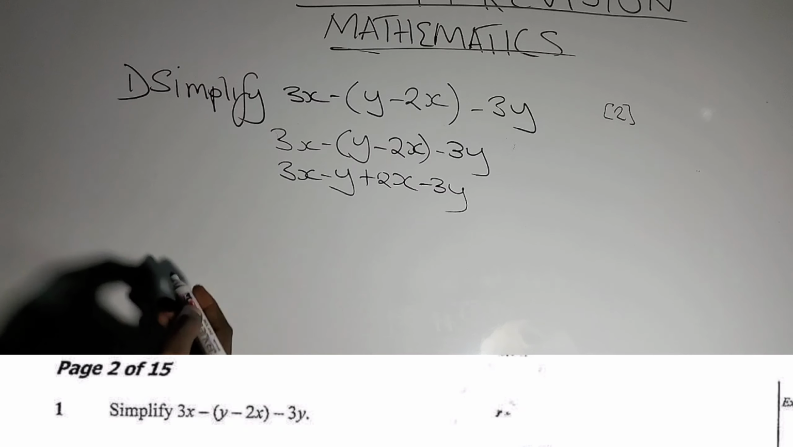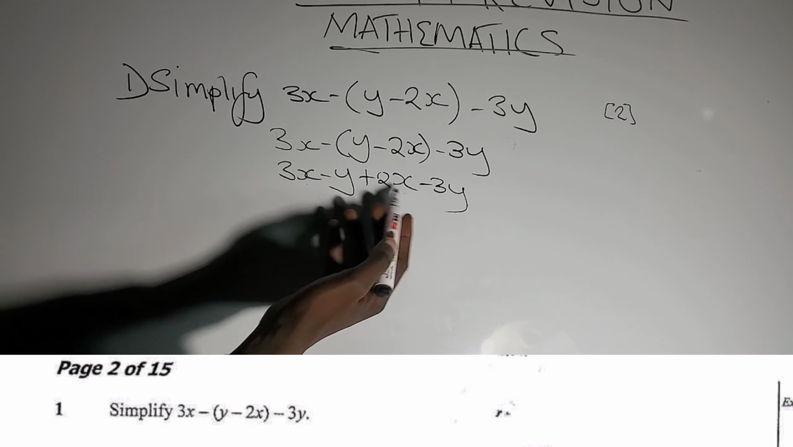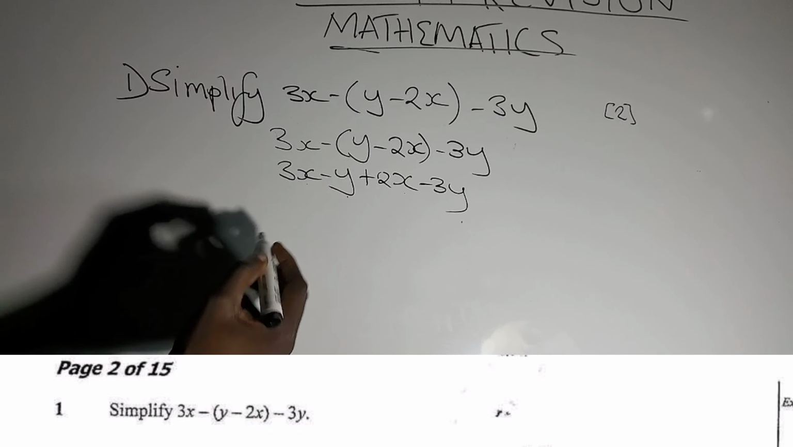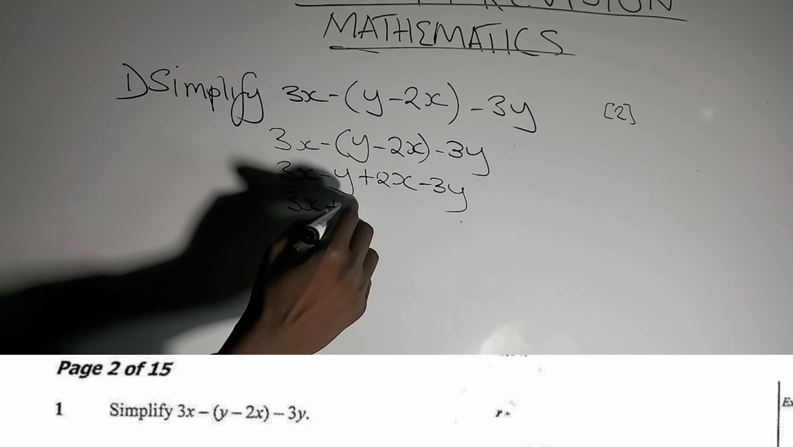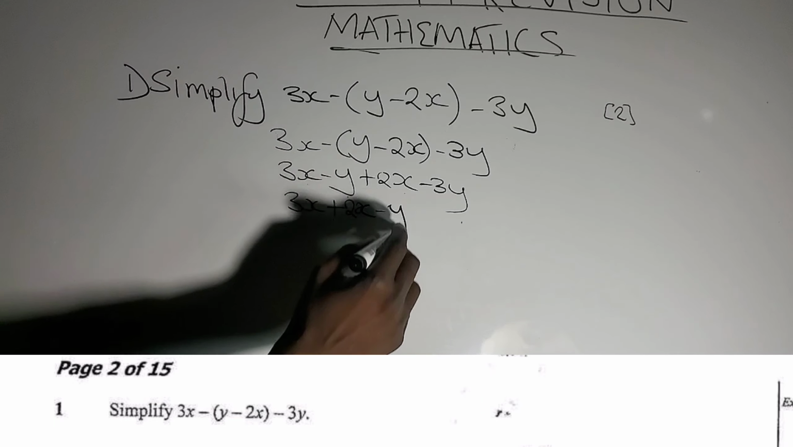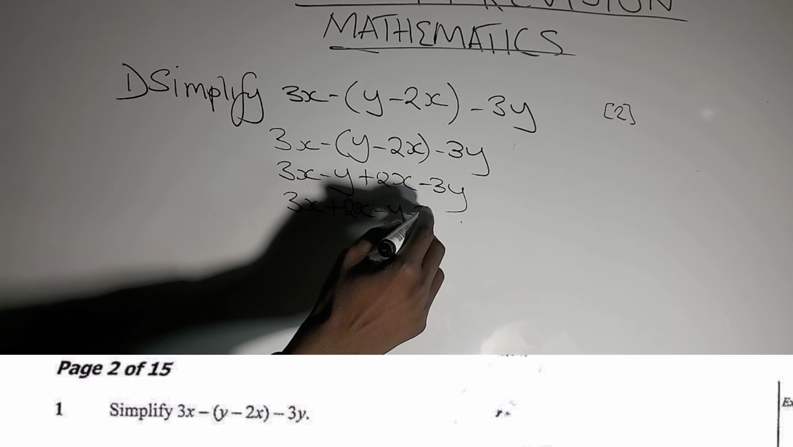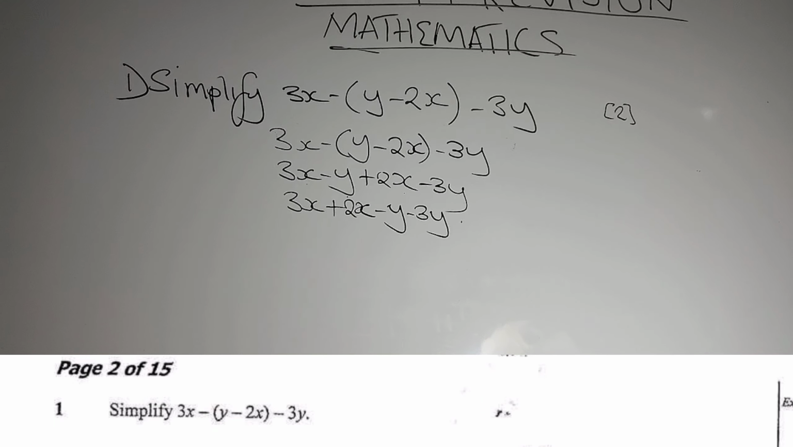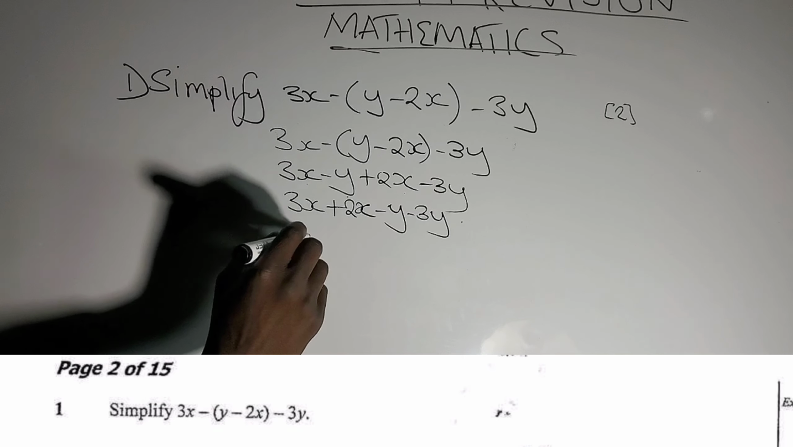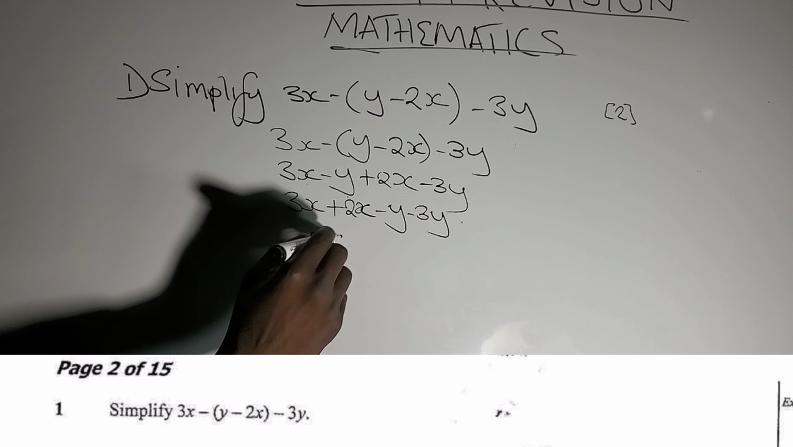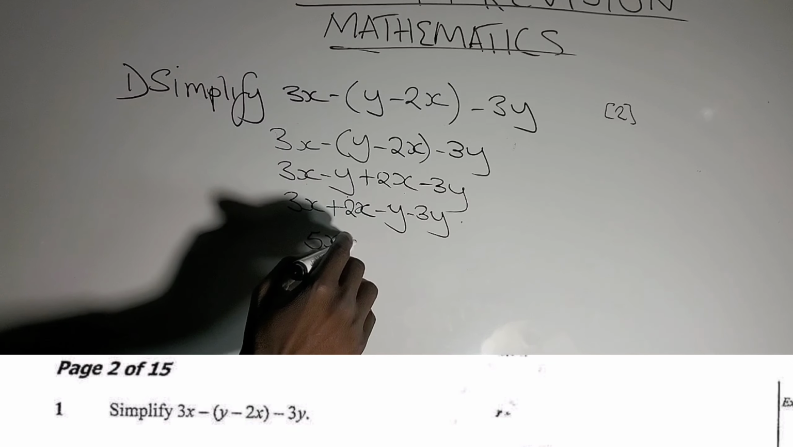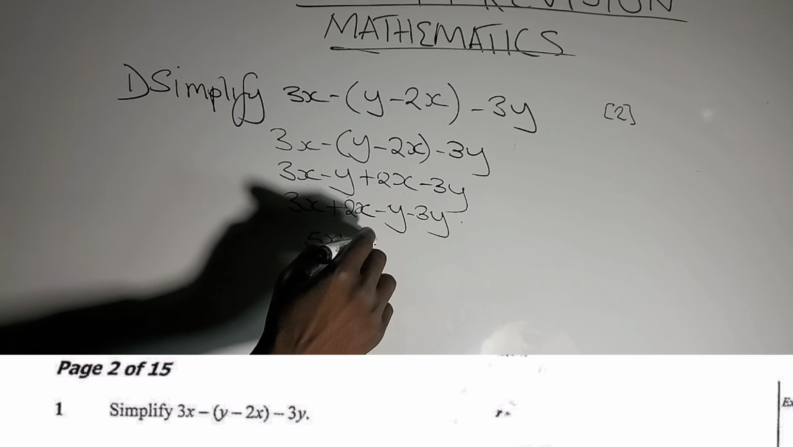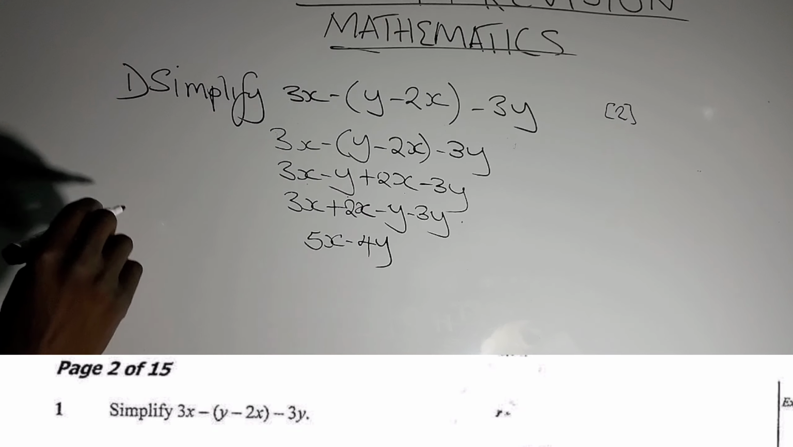Then you collect like terms. So there's an x here, there's also an x here, y here, and y here. So we're going to say 3x plus 2x minus y minus 3y, like this. Then you calculate. 3 plus 2 is simply 5, and what is common is just x. Negative y minus 3 is negative 4y.